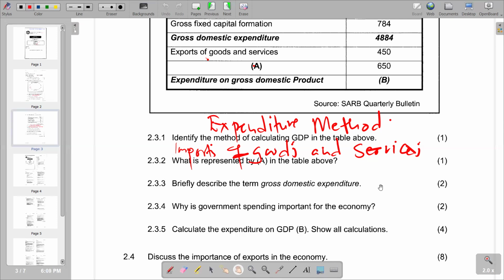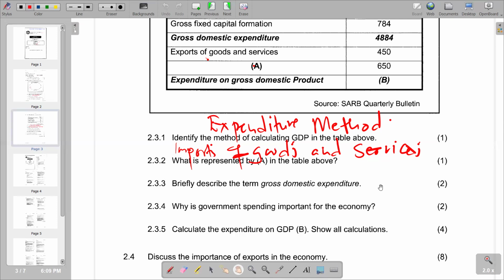So basically, that's what we have. So our question now is saying, why is government spending important for the economy? For example, when the government is spending money on infrastructural development, it's going to accommodate workers to do that job, and by so doing, it's creating employment. So basically, it can be a reason that we can come down with. There is creation of employment, and also standards of living of people is going to be enhanced.